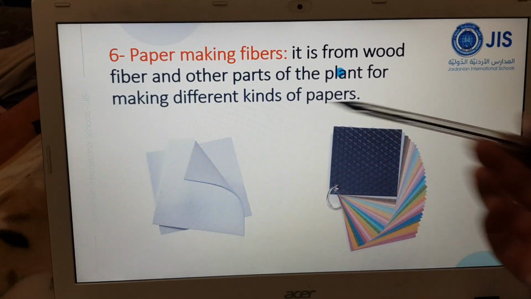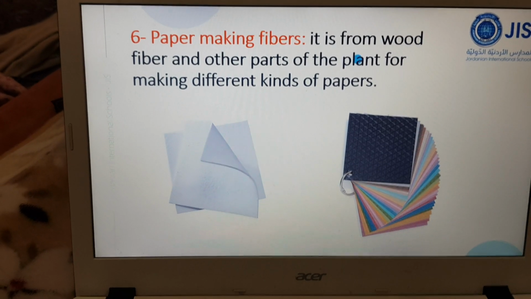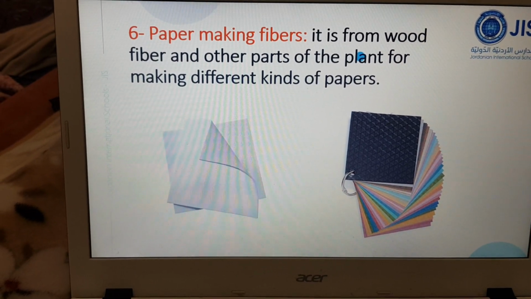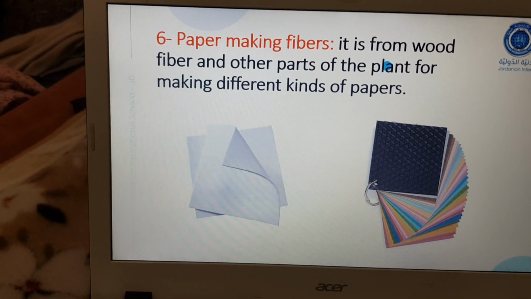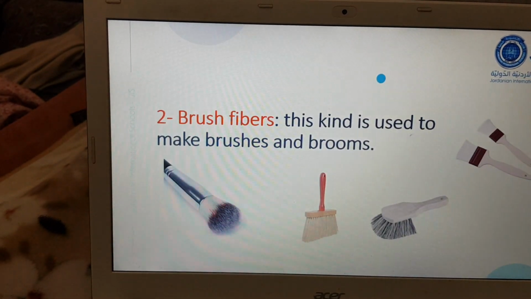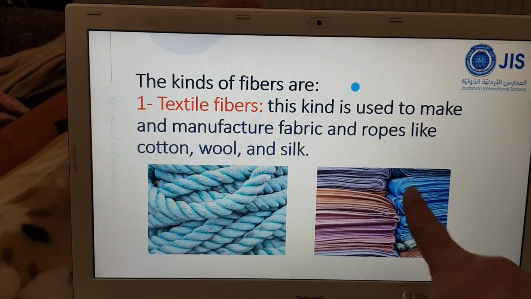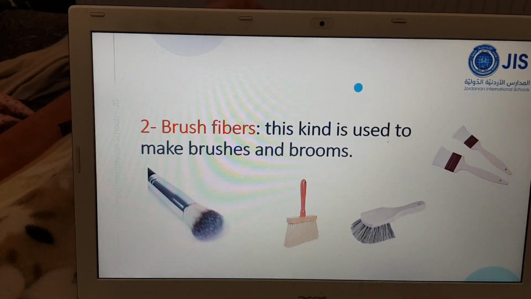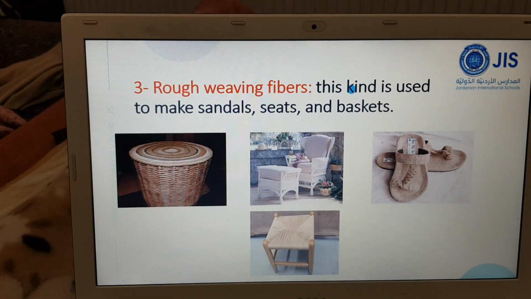So these are examples of papers that are made from paper fibers, a kind of fiber mixed between the wood fiber and other parts of the plant in a special process to make different kinds of papers. So again, the kinds of fiber: we have textile fibers, used to make fabric and ropes like cotton, wool, and silk. Brush fibers are used to make different kinds of brushes and brooms. Rough weaving fibers are used to make sandals, baskets, and seats.